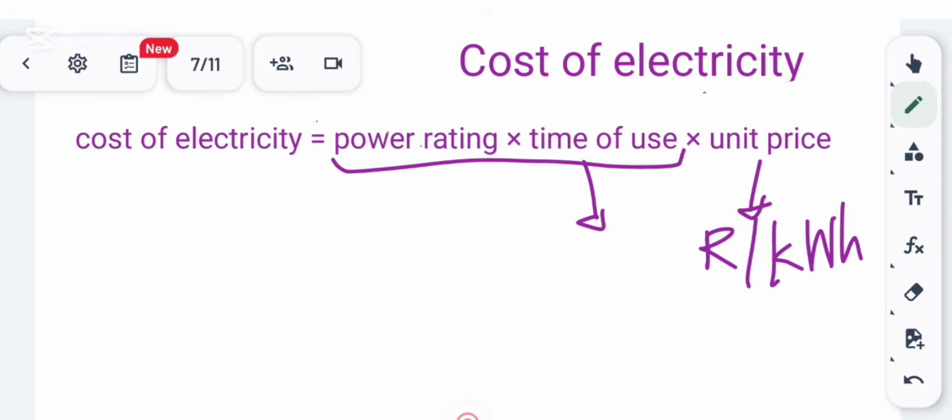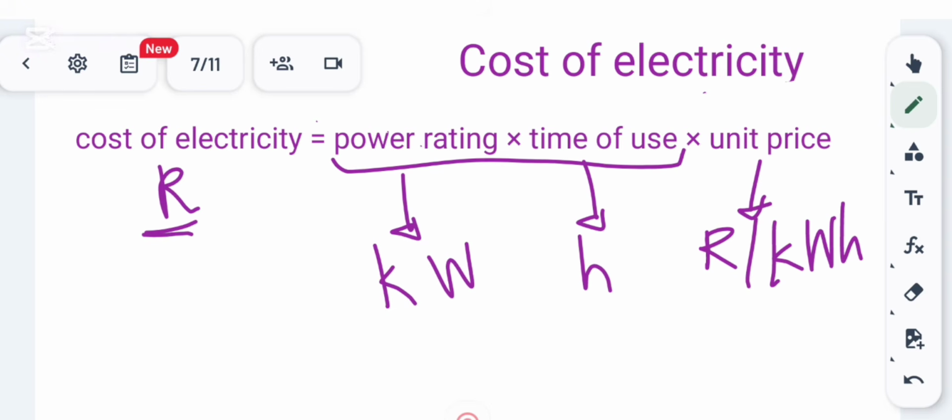Why? The time is in hours and the power rating is in kilowatts. So our final answer for the cost of electricity must always be given in rands.